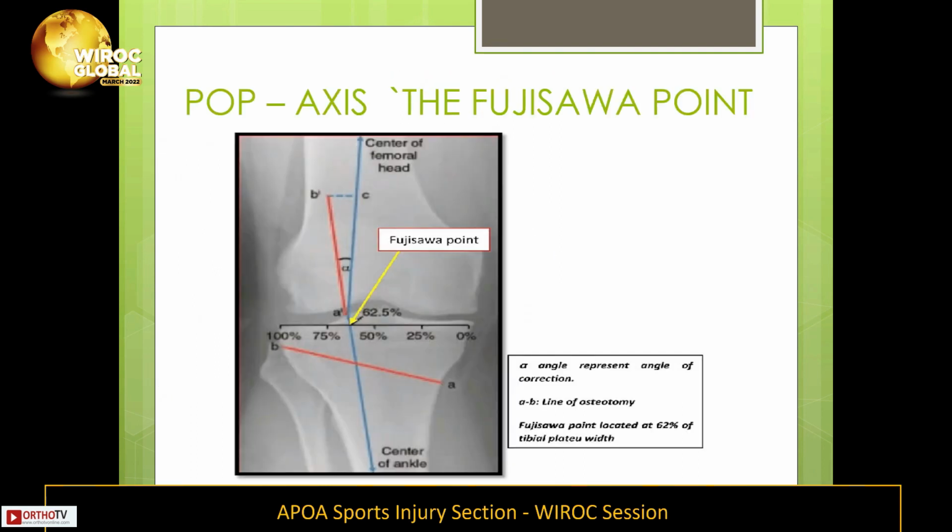The most important aspect while deciding an ideal case of high tibial osteotomy is the Fujisawa point. The Fujisawa point is almost 62% lateral from the medial aspect of the medial tibial condyle over the tibial plateau, where we have to transfer the mechanical axis, so that the medial compartment is drastically unloaded.